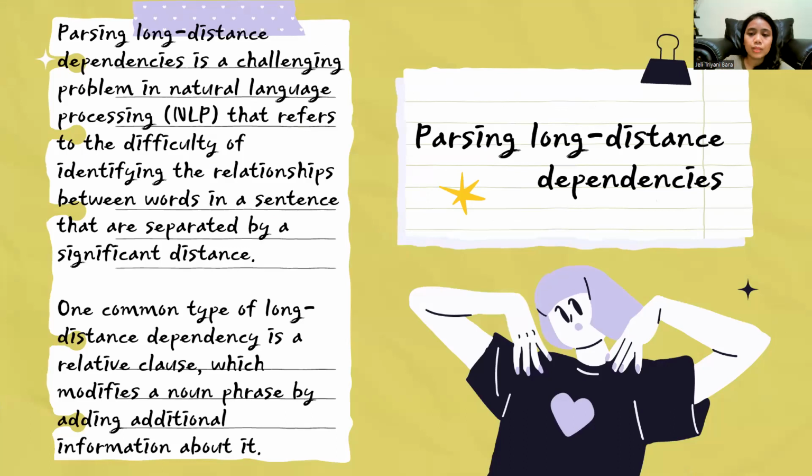Okay, the next is about parsing long-distance dependencies. Parsing long-distance dependencies is a challenging problem in natural language processing (NLP) that refers to the difficulty of identifying the relationship between words in a sentence that are separated by a significant distance. One common type of long-distance dependency is a relative clause, which modifies a noun phrase by adding additional information about it. This is about parsing long-distance dependencies.